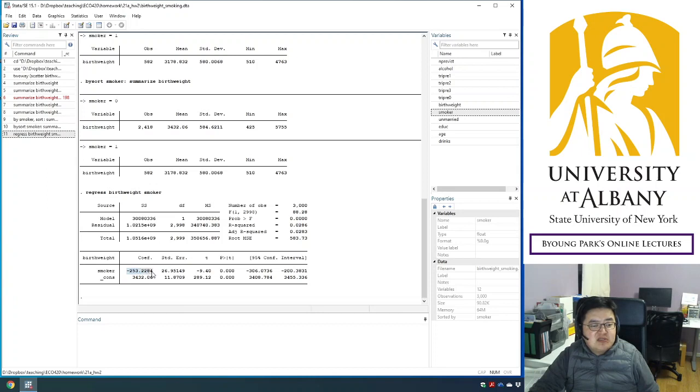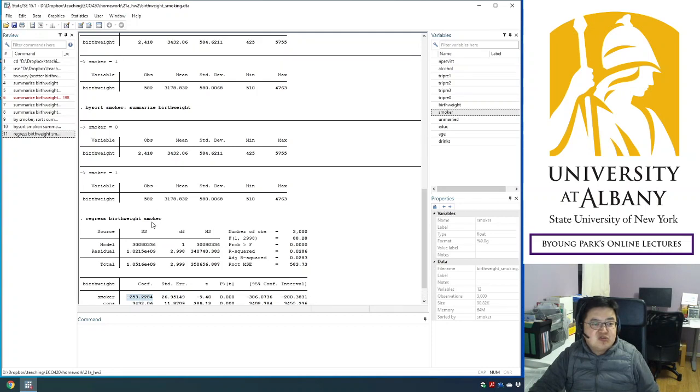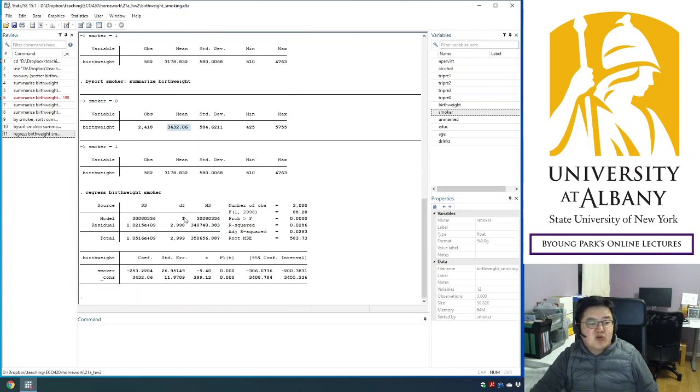And what's interesting here is this number equals the difference between this and this. If you use a calculator and find the difference between these two group-by-group means, then you are going to get this one. So basically, the regression is calculating the difference between group means. So you can verify that by simple calculation.